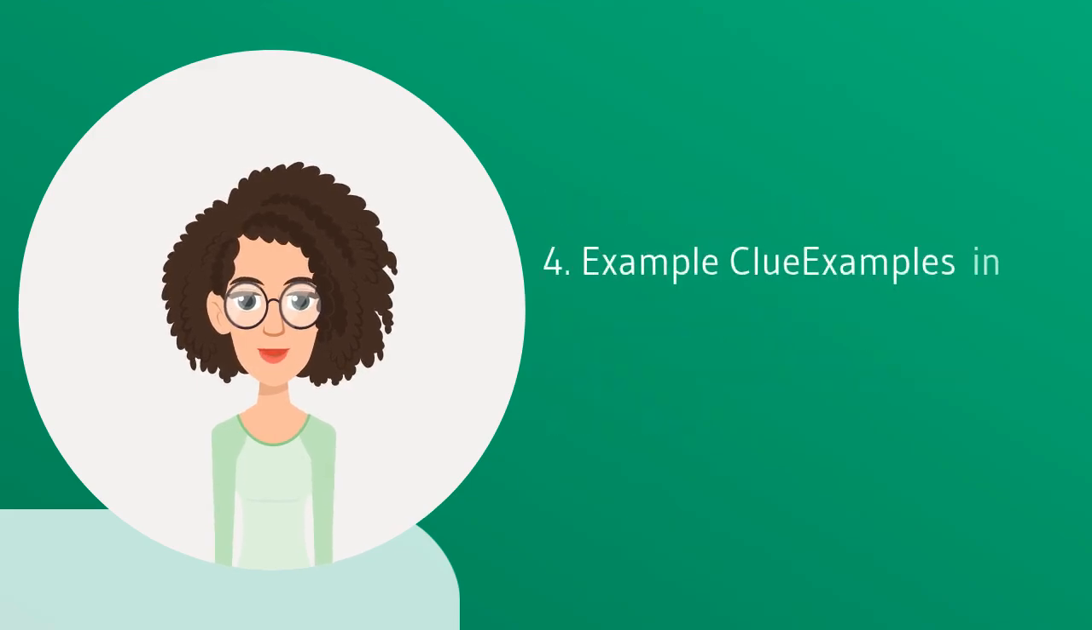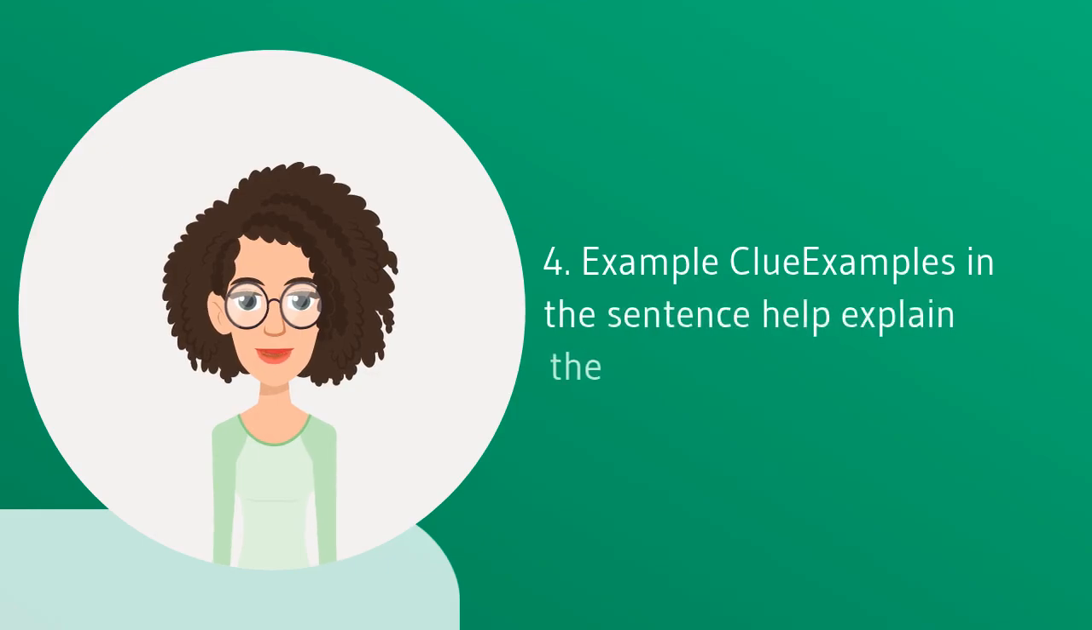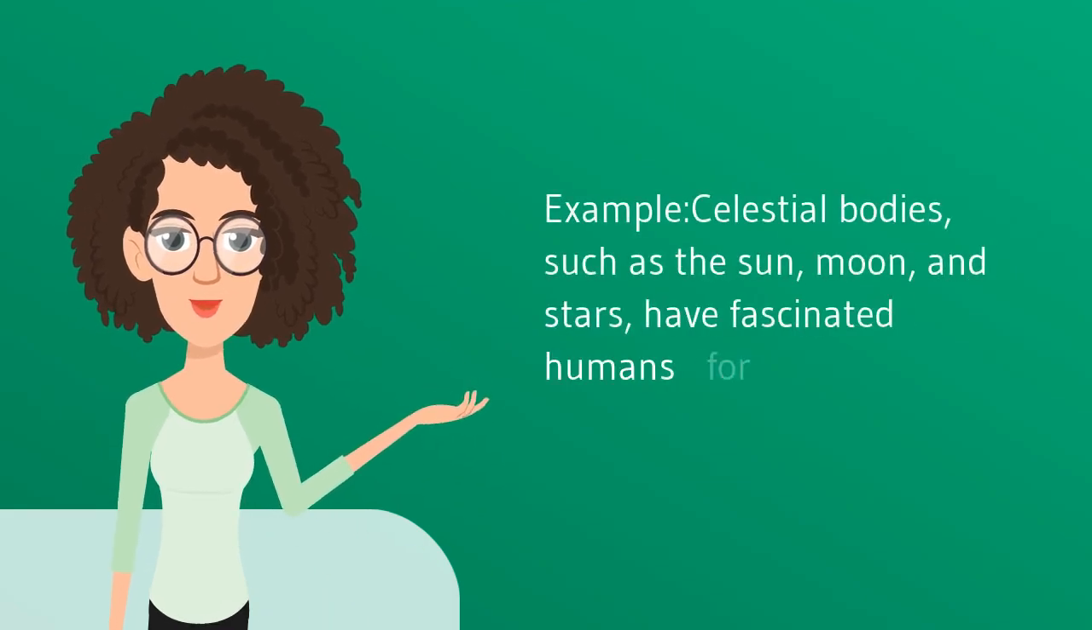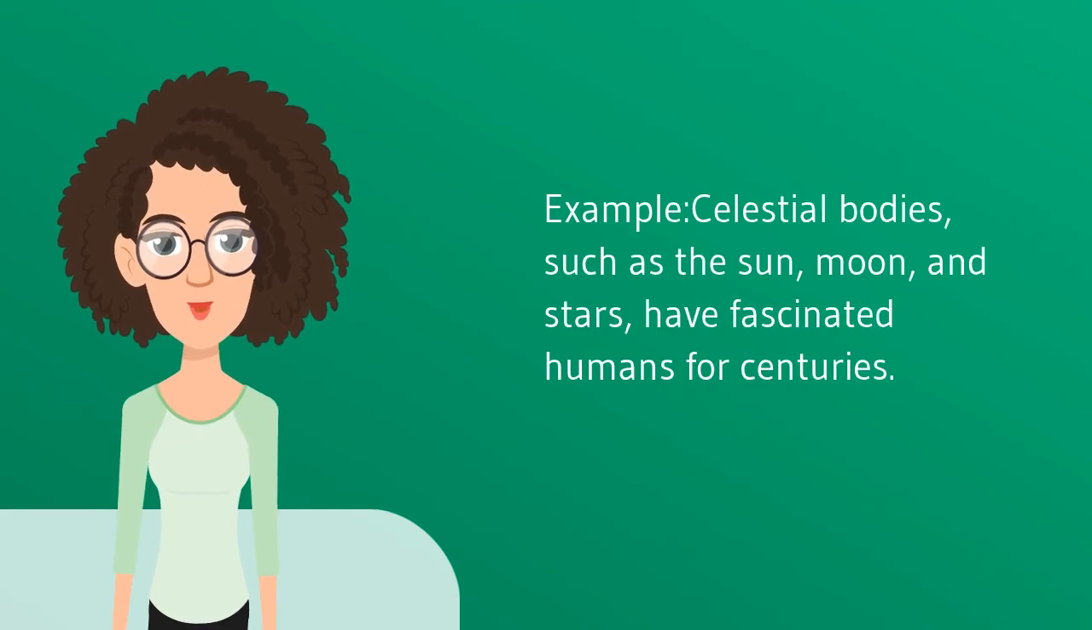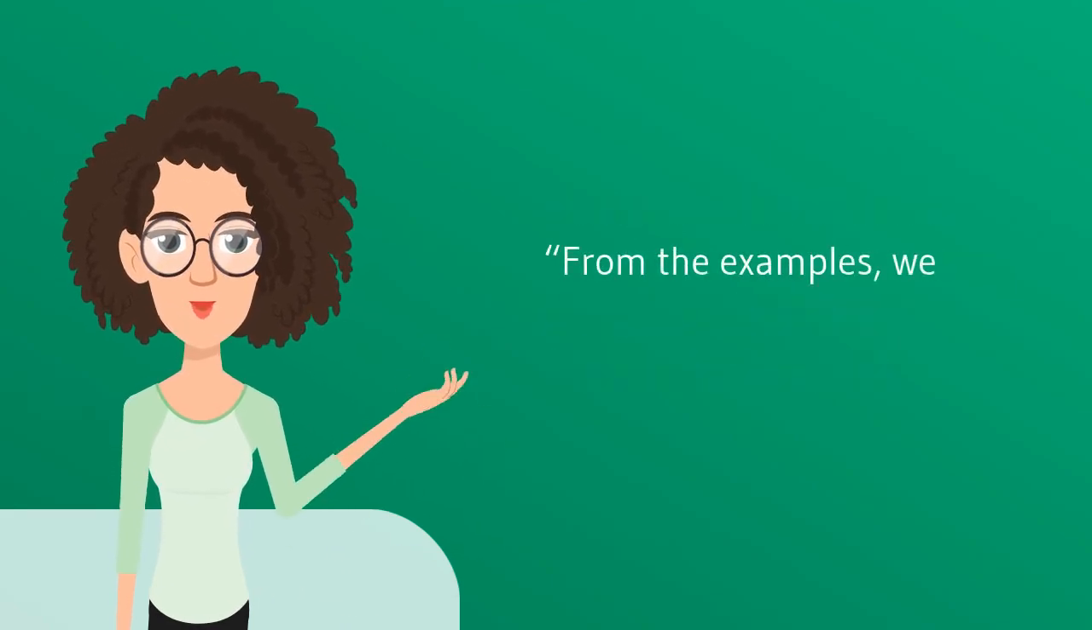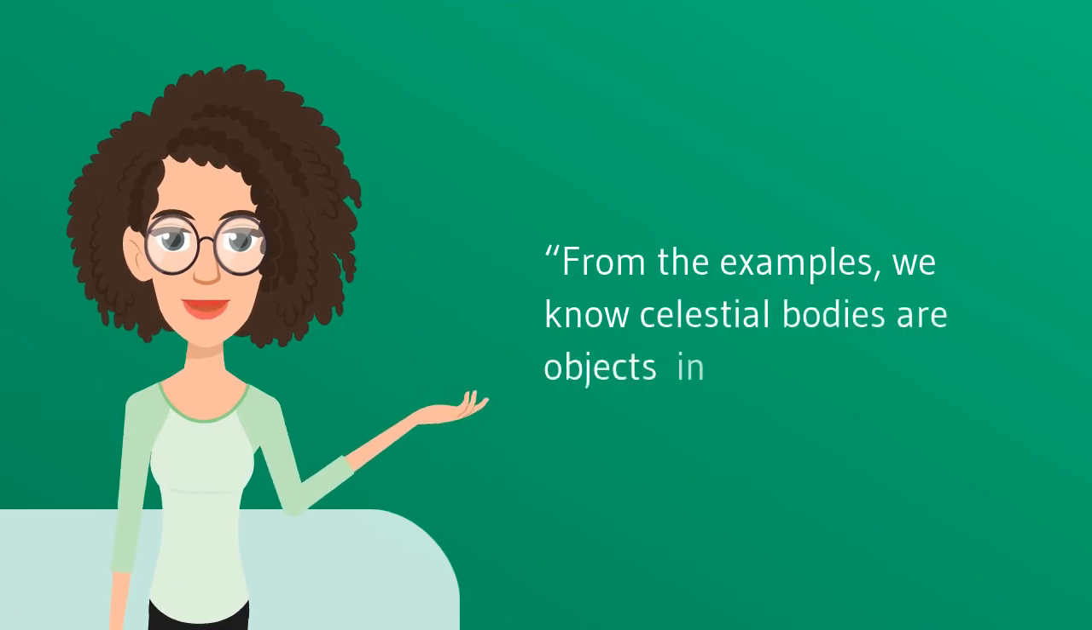4. Example clue. Examples in the sentence help explain the word. Example: celestial bodies, such as the sun, moon, and stars, have fascinated humans for centuries. From the examples, we know celestial bodies are objects in space.